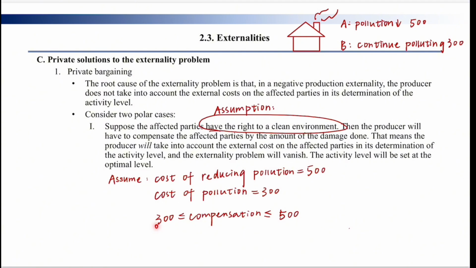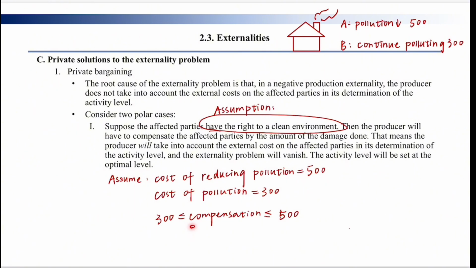Now let's figure out how much the compensation should be. It should be between 300 and 500. Let's think about it. If the compensation is more than 500, for example 600, then it's better for the factory to directly reduce the pollution, right? Because directly reducing the pollution only needs 500 Hong Kong dollars. But if it gives the compensation, it has to spend 600 Hong Kong dollars. So it's not worth doing.